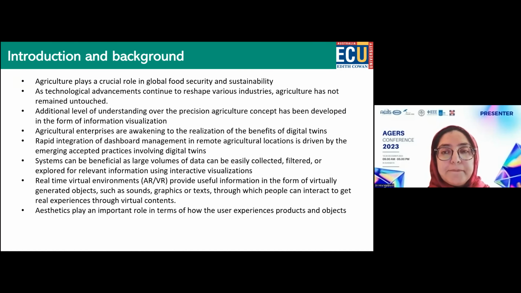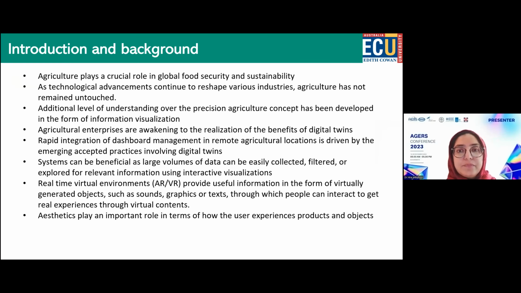So as we all know, agriculture plays a crucial role in global food security and sustainability. As technology advanced, it continued to reshape various industries, and agriculture has not remained untouched. The form of information visualization is also in demand for understanding precision agricultural concepts. This can be beneficial as large volumes of data can be easily collected, filtered, and explored for information using interactive visualization. So hectic tasks can be simplified using visualization tools in combination with tactile handheld devices or mobile phones and online technology sharing solutions.